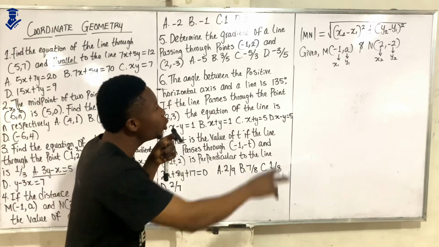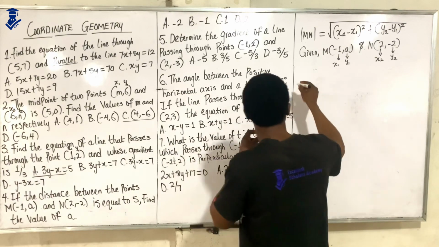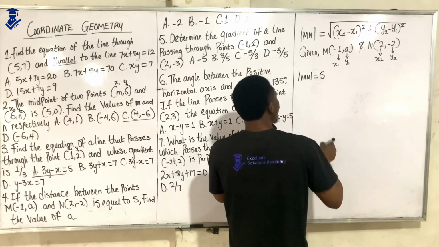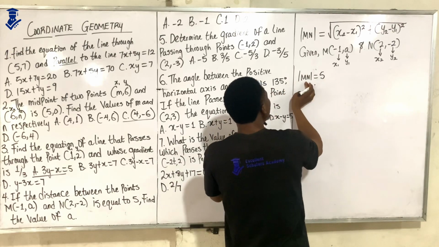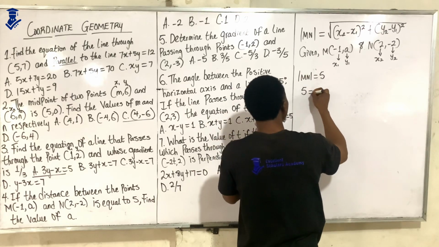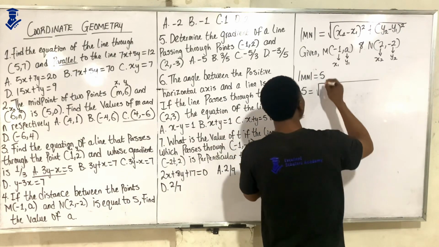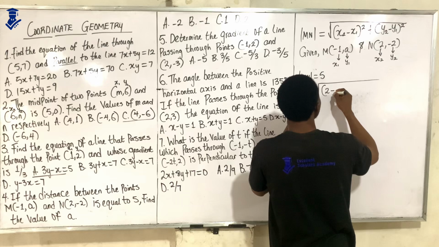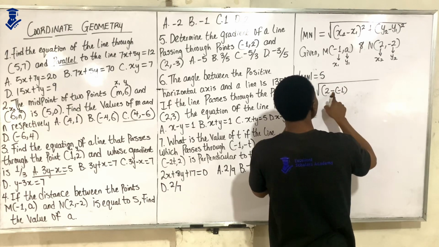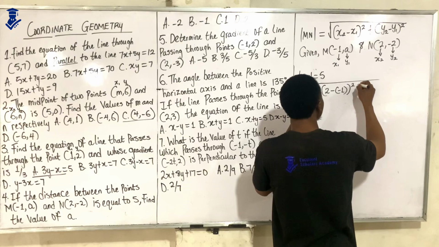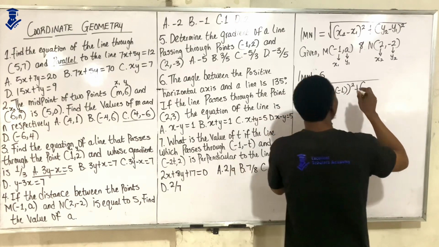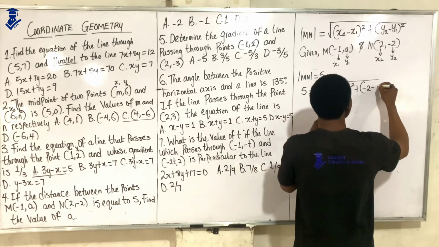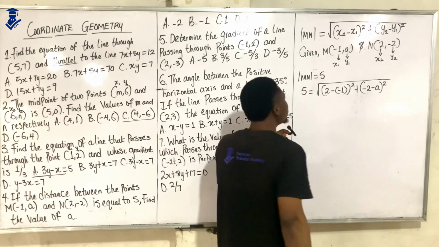Alright? So we are going to put this into the formula. We are told that the distance between the 2 points, MN, is equal to 5. So let's put it into the formula. So 5 is going to be equal to square root of, into bracket, x2 is 2 minus x1. x1 is minus 1. So we're going to put it into a bracket, then square all of it, alright? Plus into bracket, what is y2? y2 is minus 2 minus, what is y1? y1 is A. All squared. Alright? All squared.